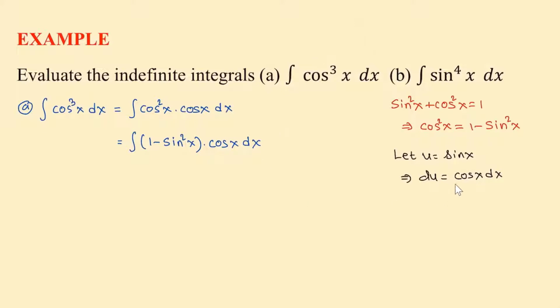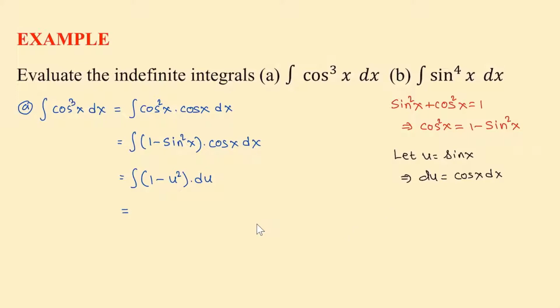Now we are going to make this substitution. Let's see what we get. That will be the integration of 1 minus sine squared, and since sine x is u, sine squared x will be u squared, times cosine x dx. Cosine x dx is du, so we can write that as du.